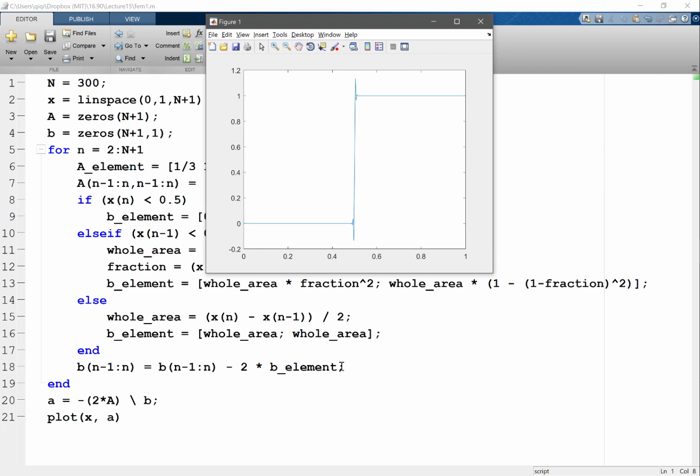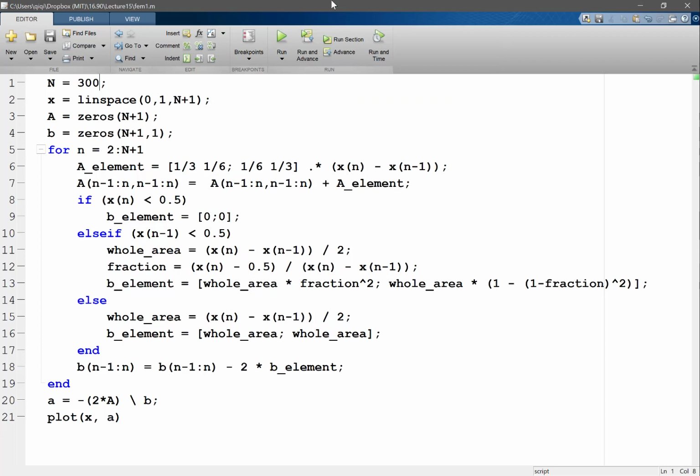Okay. Right. So this is basically the program form of what we discussed in the last lecture. Any questions about this very short program? No. All right.